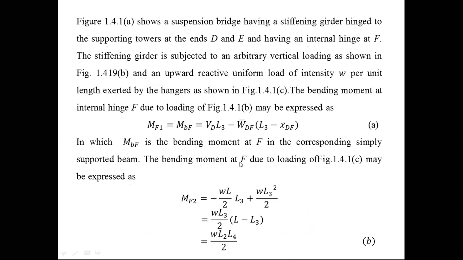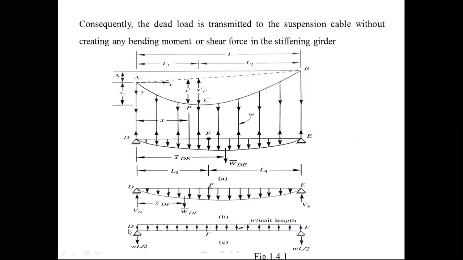Then the bending moment at F due to upward uniform distributed load. Upward uniform distributed load is the self weight of the stiffening girder, which is acting upward. That is called MF2. How is it? From C, it is acting as uniform distributed load upward. Therefore, the reactions act downward with an intensity of WL by 2 at each end.